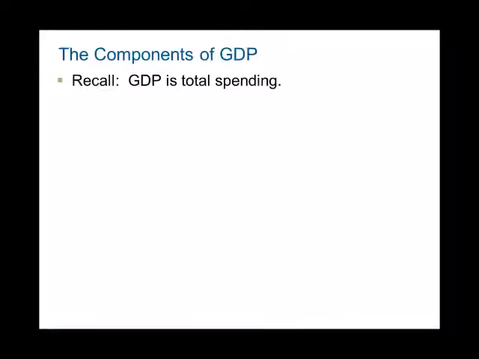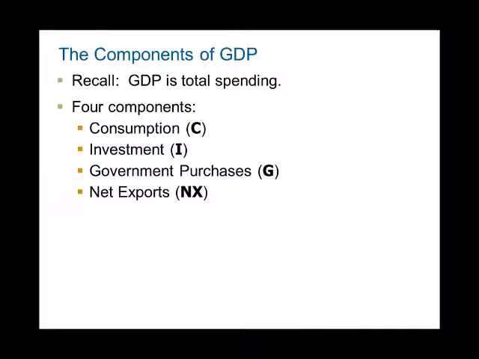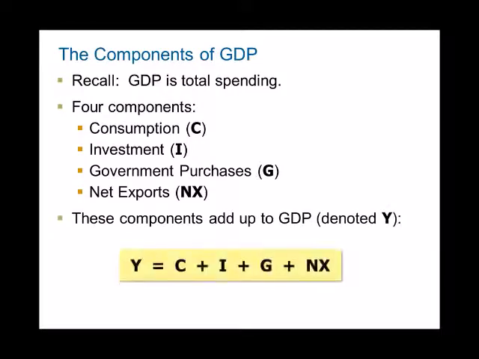So what are the components of GDP? GDP is also total spending. There are four components of GDP: consumption, investment, government purchases, and net exports. So think about GDP as the income of the country. Income is denoted by Y.